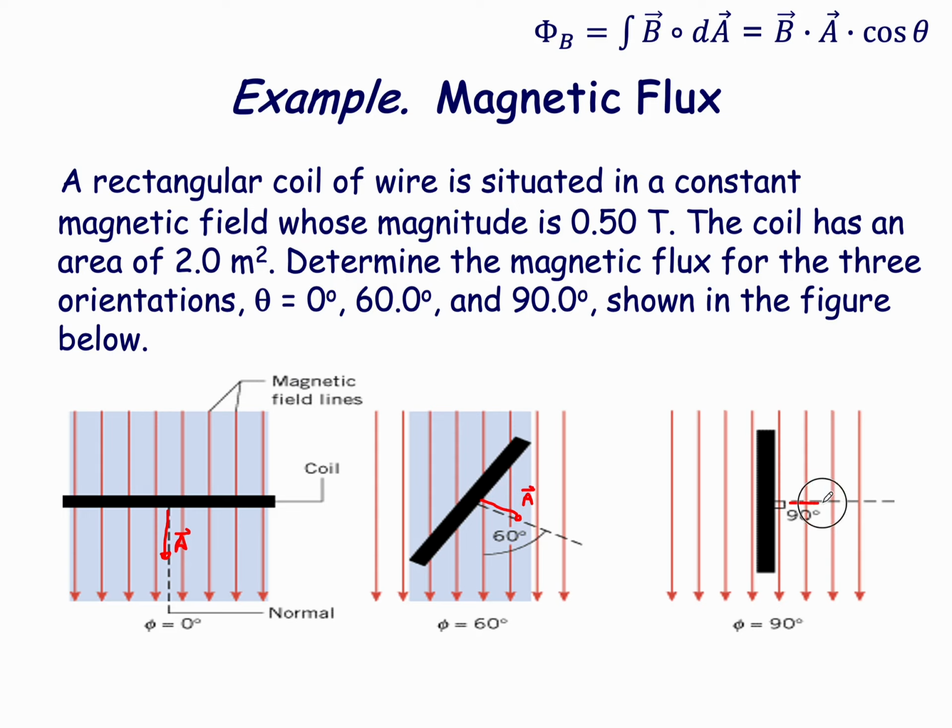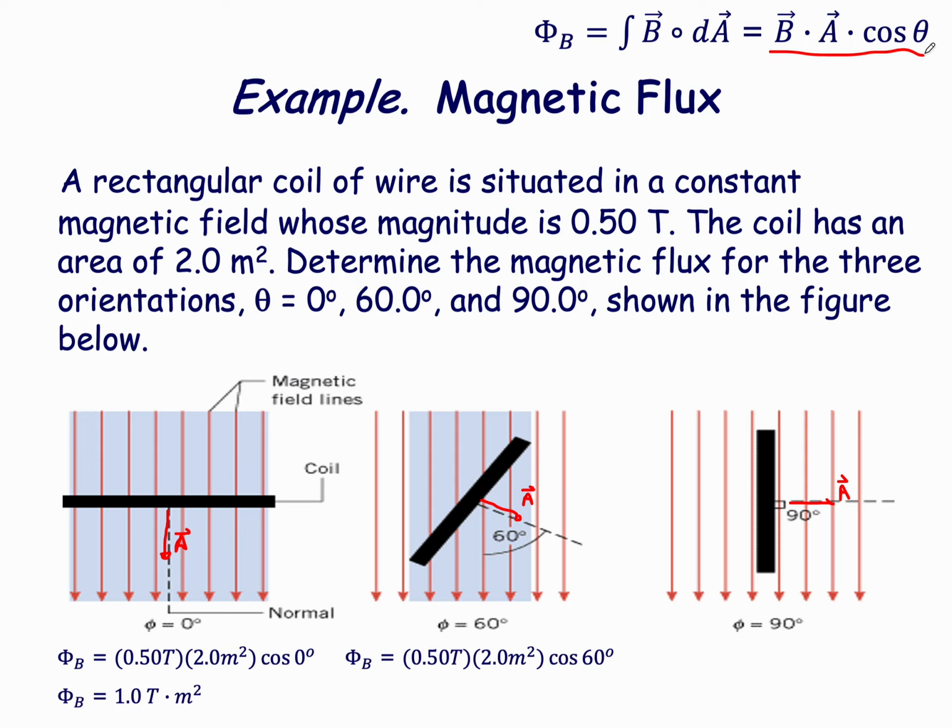And so solving this one is literally just plug and chug. For the first one, we're using this last equation here. Magnetic field 0.5 times the area 2 times the cosine of 0 degrees gives us 1 tesla meter squared, or 1 weber. The second case, plugging and chugging, cosine of 60 degrees is 1/2, and so we get a half, or 0.5 tesla meter squared. Last one, of course, cosine 90 degrees is 0, and so our magnetic flux is 0 webers.